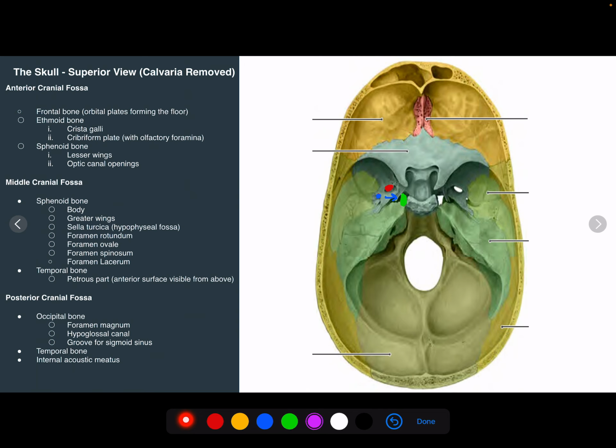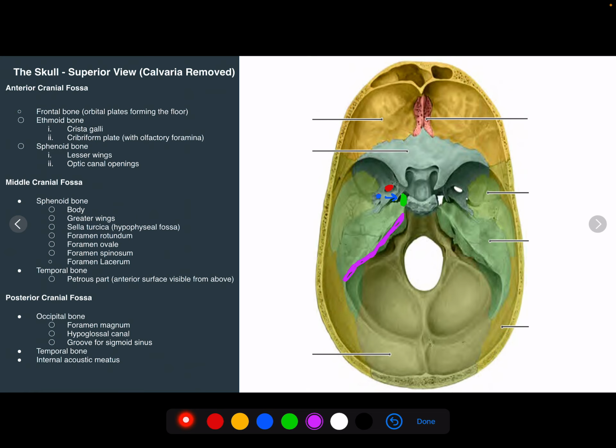Moving on. If we go to the petrous part of the temporal bone, we have our anterior surface, and that's going to be the petrous portion of our temporal bone, that raised ridge. So if you're using this video to study and you have a skull in your hand, if you look at the interior of the skull, it's going to be the raised bit.